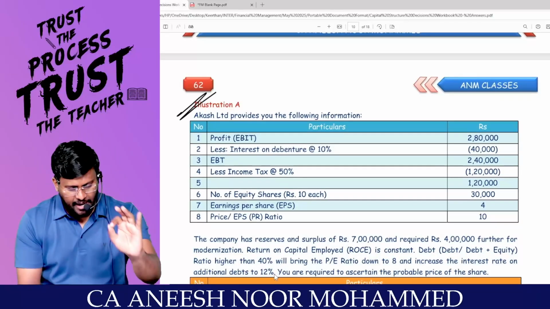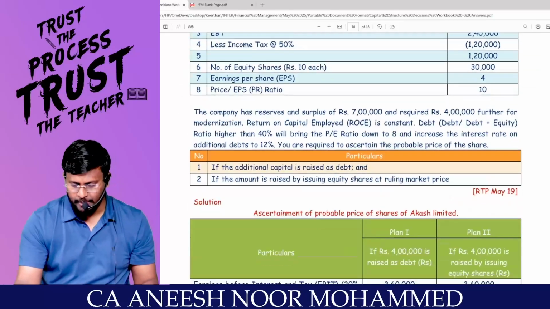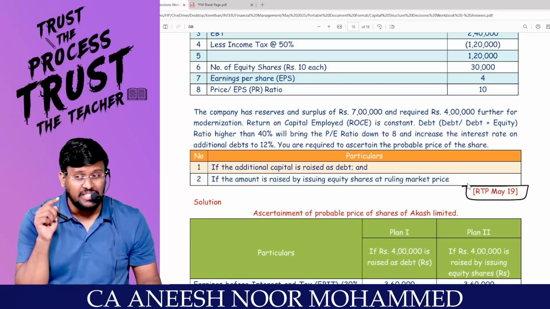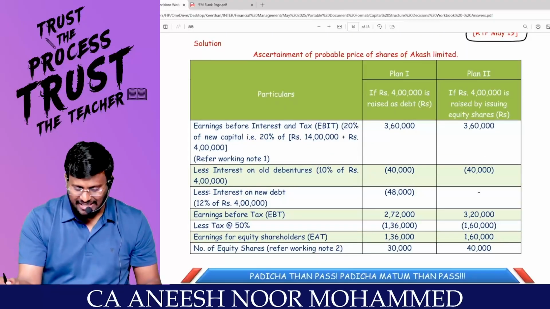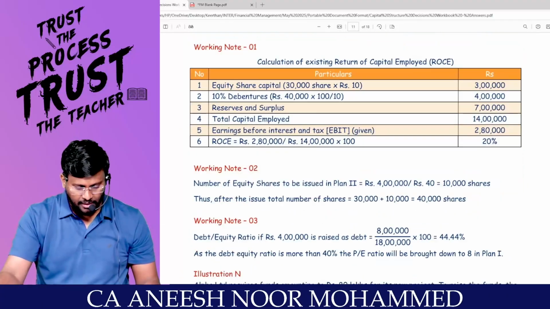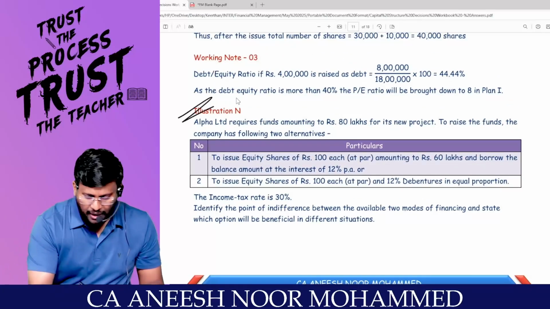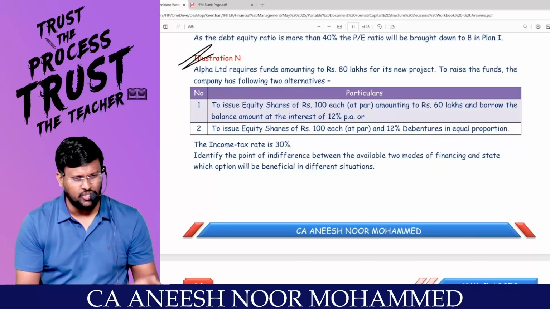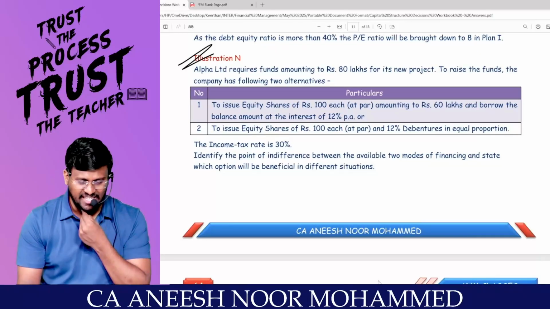The same type of question: Akash Limited, an RTP May 2019 question. Try by yourself and check the answer. I have attached the answer for you. Then number 2, the Alpha Limited question. My dear lovable students, this is an ICAI study material question only, ICAI book back only.